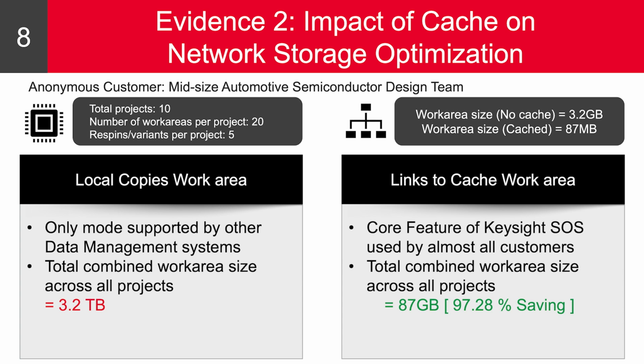So I'm going to show you the difference when you calculate it across the 10 projects, across all their variants. You'll see the work area size that needs to be provisioned is 3.2 terabytes. And in the links to cache type of work area, it's about 90 gigabytes, right? That's including the cache size that they have. So it's, again, a 97.2% saving. That's a whole lot.